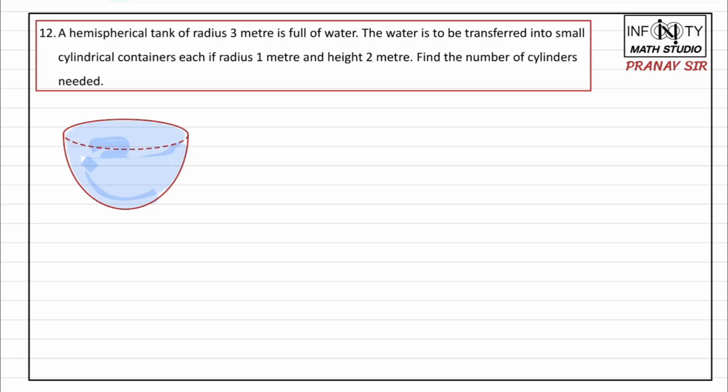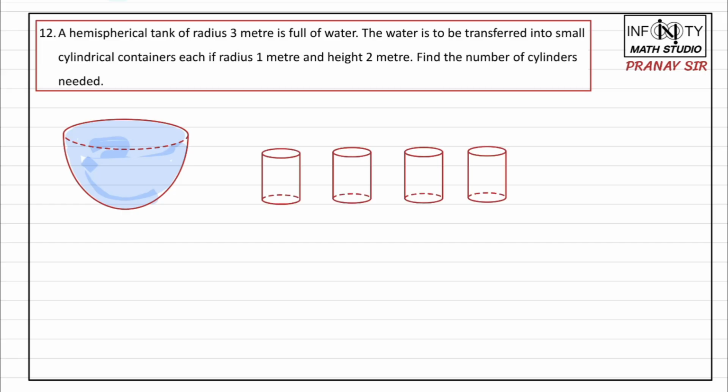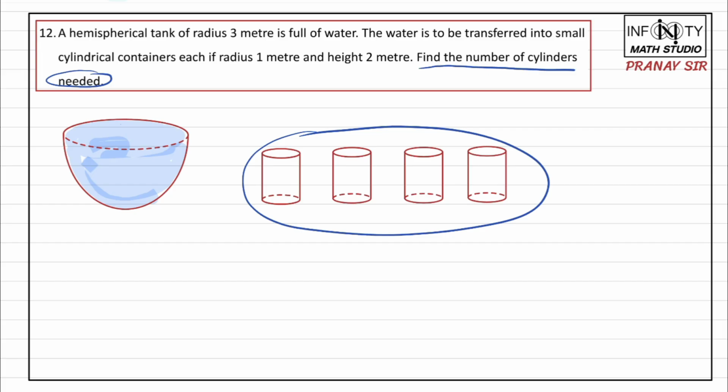See, it is full of water now up to the brim. Now this water is to be transferred into small cylinders. I have taken 4 only, but here we need to find the number of cylinders. That's our target. Here I have taken only 4 cylinders, but it may be more than 4 or less than 4. It depends upon the volume of the hemisphere.